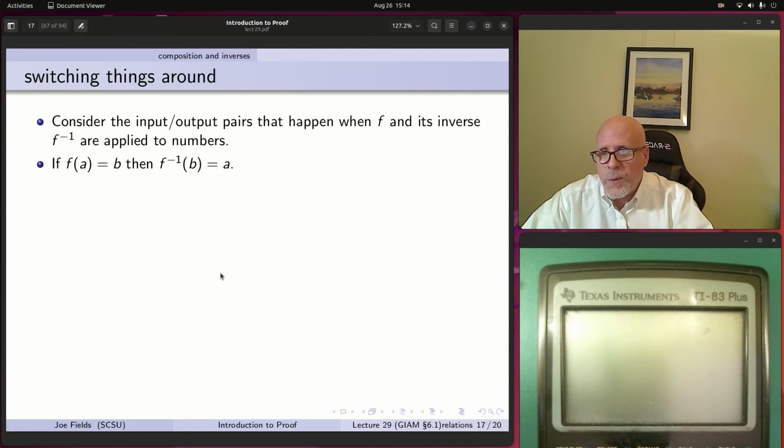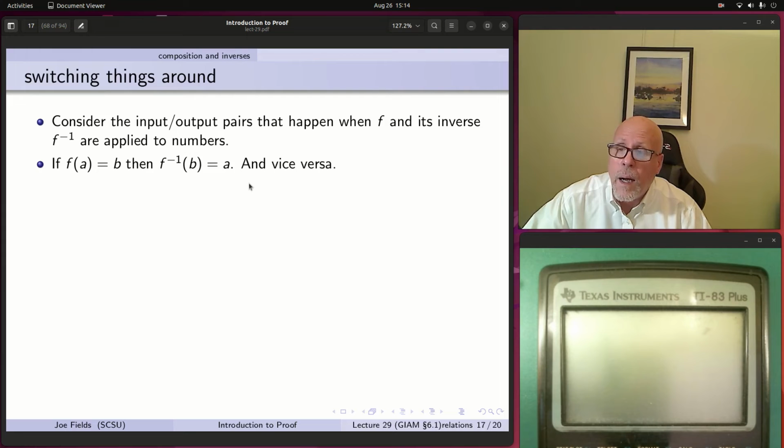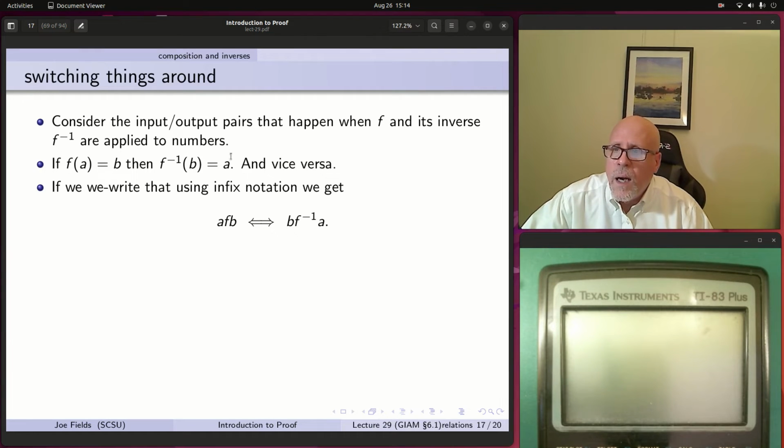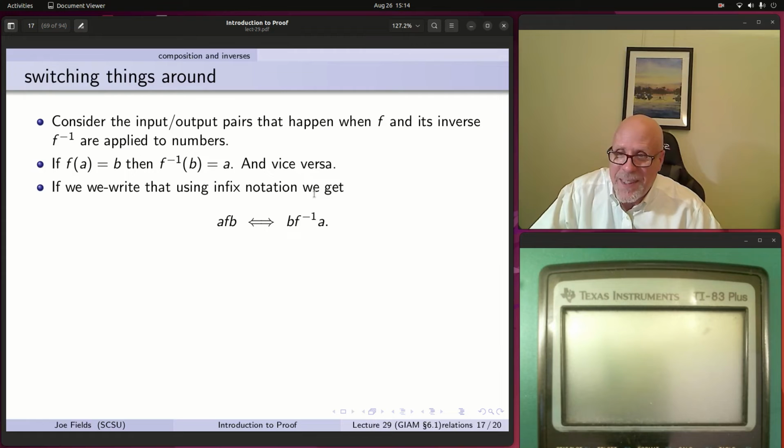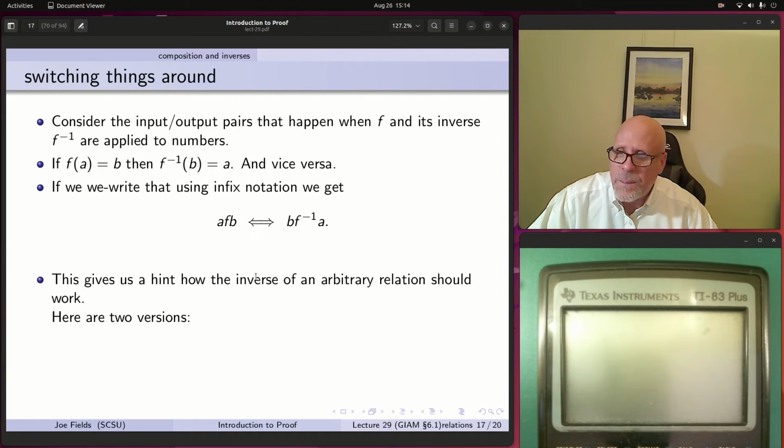The inverse is supposed to do that. So that means the pair in f is a comma b, and the pair in f inverse is b comma a, and vice versa. Well, yeah, that's because the inverse of the inverse is the original guy. Okay, so if we write this with infix notation, it would look like that. I know I've already said we don't do this, right? But just for the moment, think about it. The pair AB is in F, the pair BA is in F inverse.